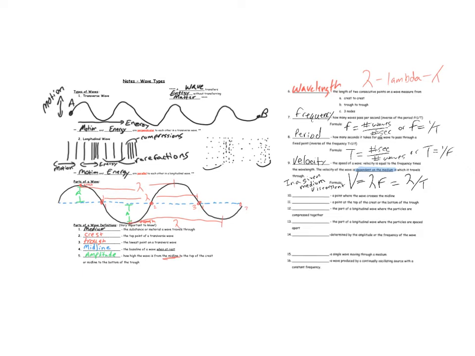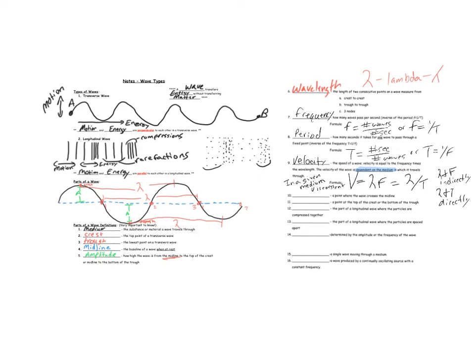this relationship, if the wavelength goes up, the frequency has to go down, or if the frequency goes up, the wavelength has to go down. But notice the reverse is true for the period. If the wavelength goes up, the period also has to go up. All right? So wavelength and frequency are indirectly related, wavelength and period directly related.